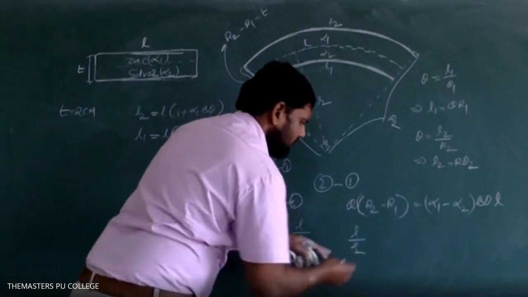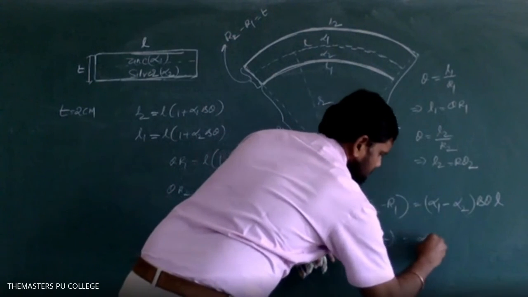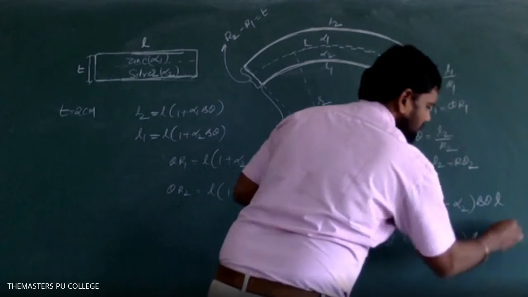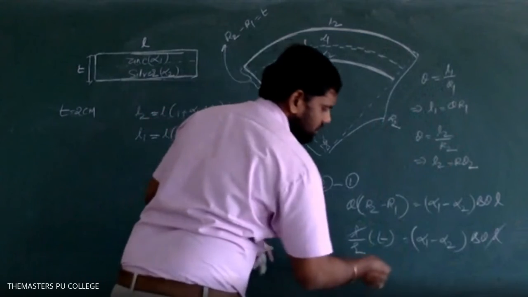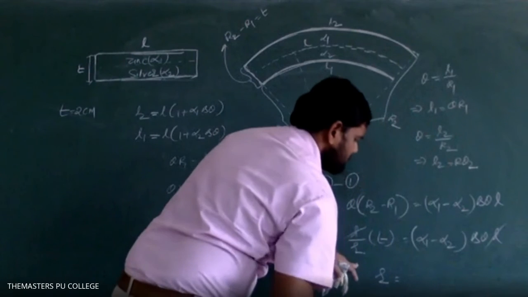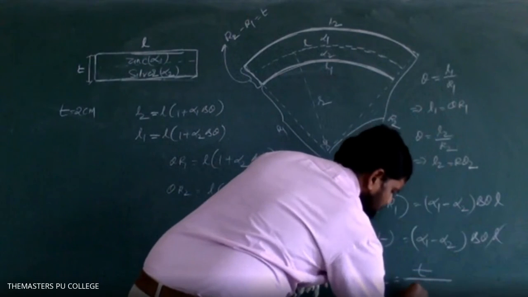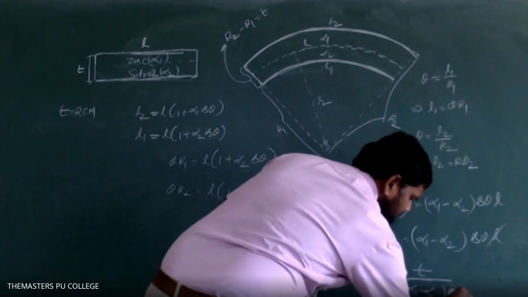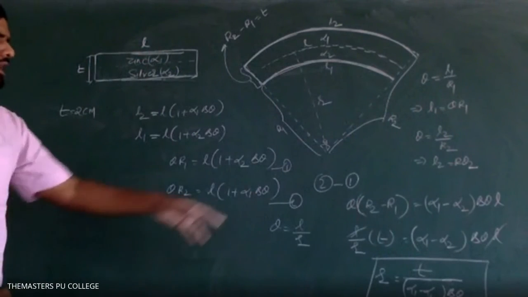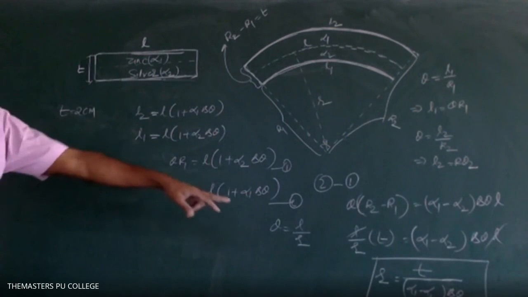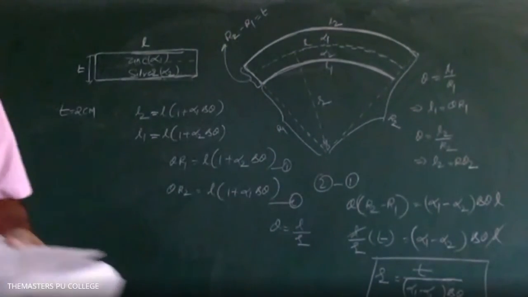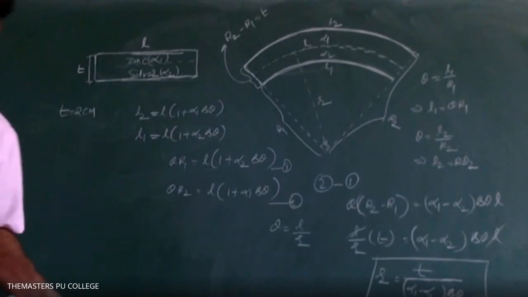Then I can write thickness T equals alpha 1 minus alpha 2 into delta theta of L. This L gets cancelled. So T by R equals this. Then R is equal to T divided by alpha 1 minus alpha 2 into delta theta. So this is the average radius R. T value they have given, the thickness 2 centimeter. Alpha 1, alpha 2 they have given, and the temperature difference also. So substitute; if not getting, let us see tomorrow.